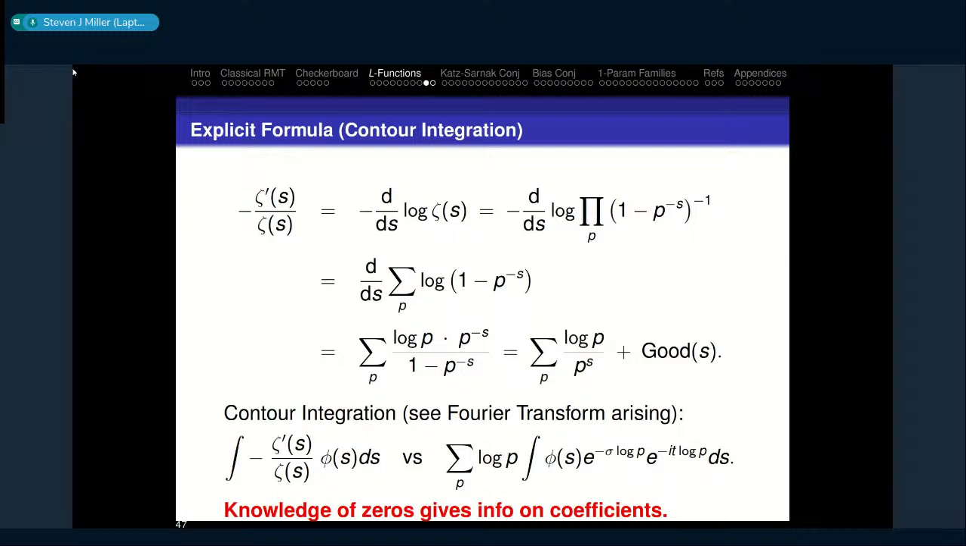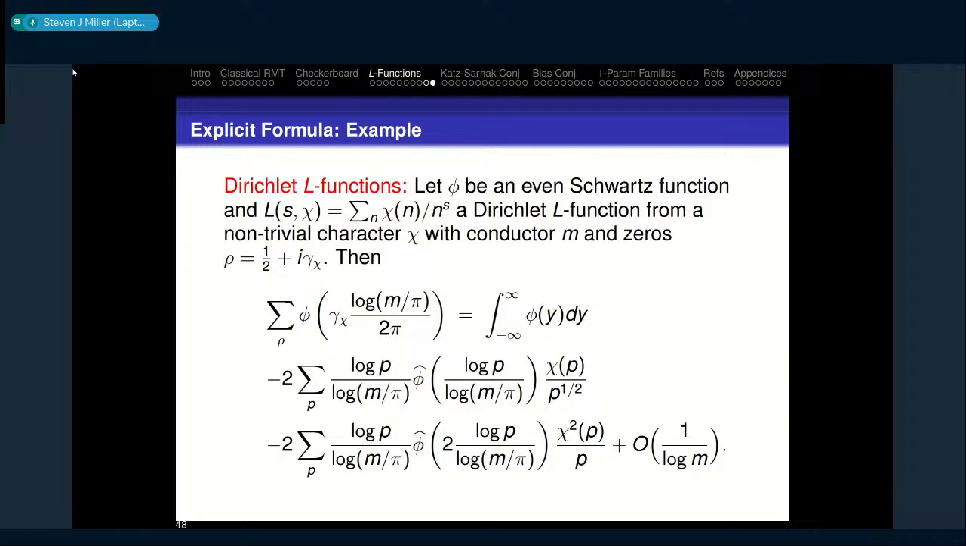This is the explicit formula for a Dirichlet L function. The left-hand side is a sum over the zeros. I'm assuming the Riemann hypothesis, so they're all in the form 1/2 plus i gamma. And then the right-hand side, you have a sum over primes, then a sum over prime squares, prime cubes, et cetera, et cetera, et cetera.